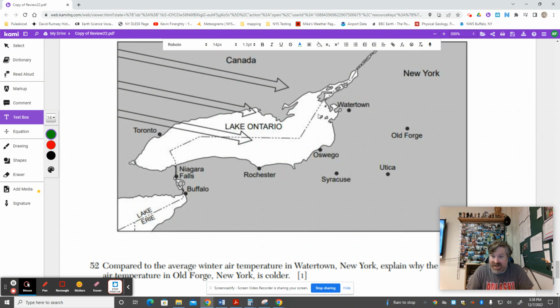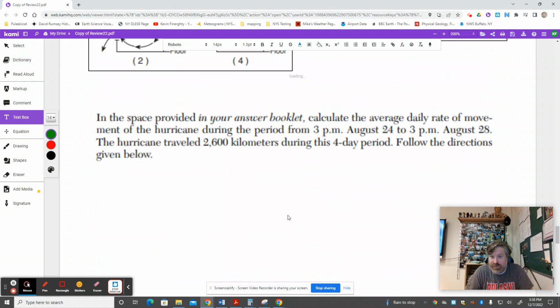The water holds on to its heat. So Watertown, being close to the water, will benefit from the heat that's in that water. It will keep Watertown a little bit warmer, whereas Old Forge, being far away from the water, does not get that benefit of staying warm from the lake and will cool down much faster.